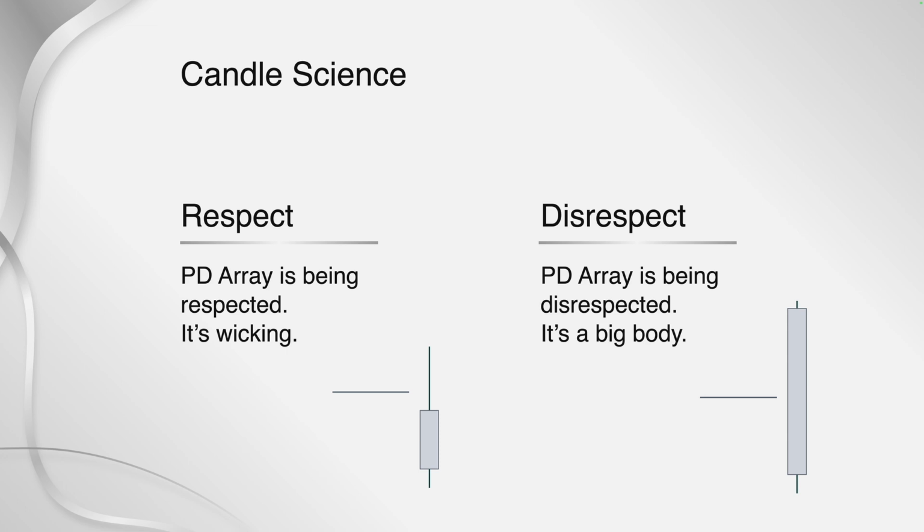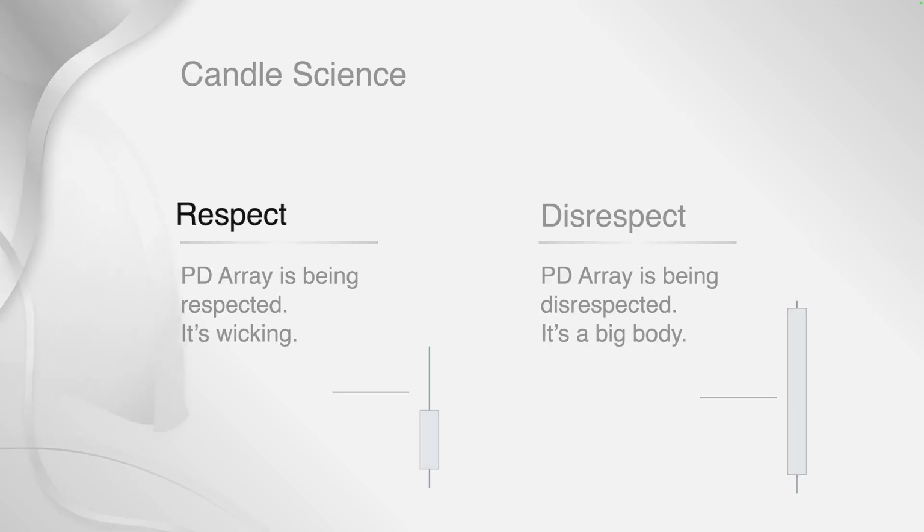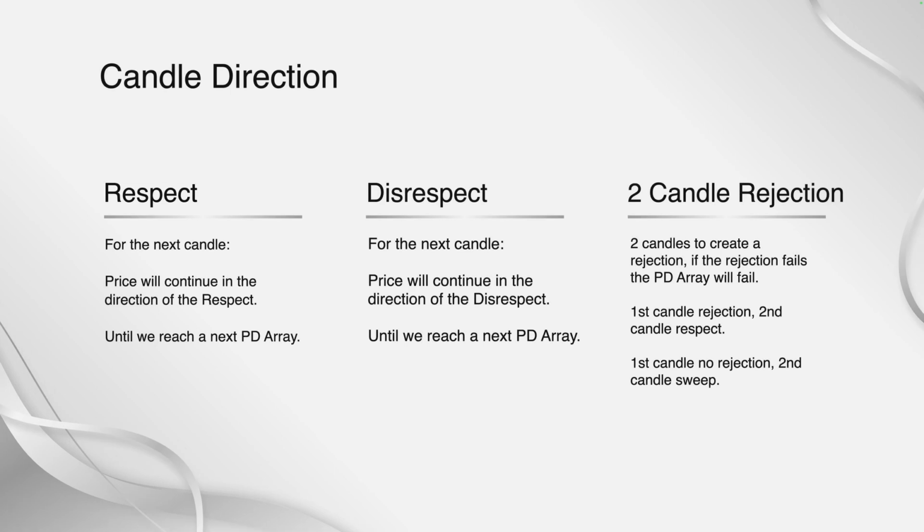Now, with this basic understanding, how can we use this to our advantage? How can we understand the direction? What do these candles tell us about where we want to trade towards next? That is where the candle direction comes in. And in candle direction, we again have the respect. For the next candle, price will continue in the direction of the respect. So with the premium array we saw in the previous slide and the respect of that candle, what is the direction of the respect? It's bearish, right? We are respecting a premium array, so we can continue lower on the next candle until we reach the next PD array.